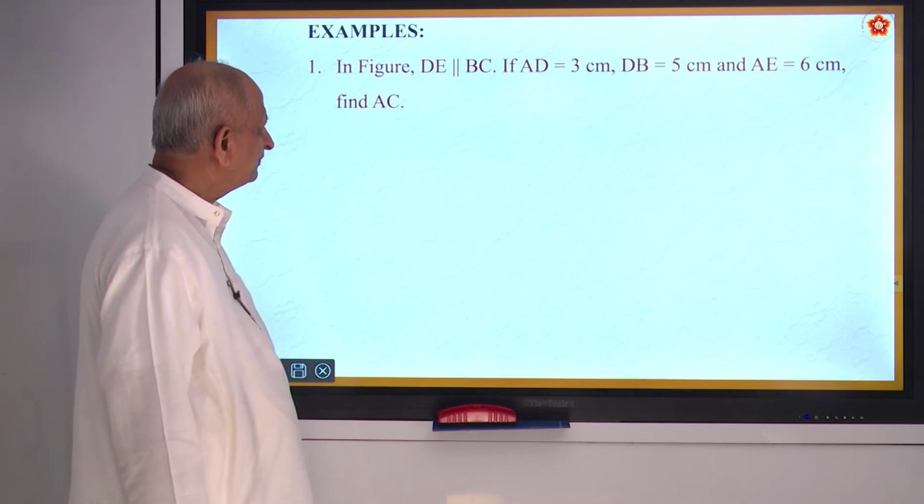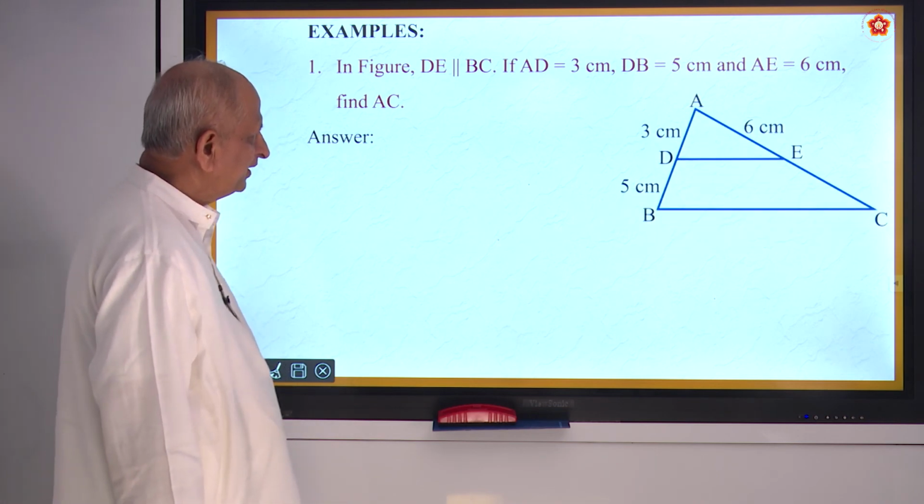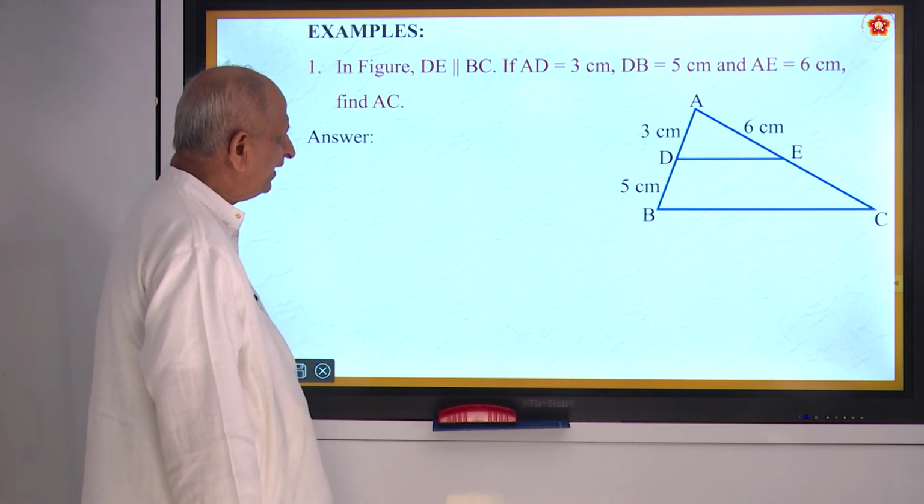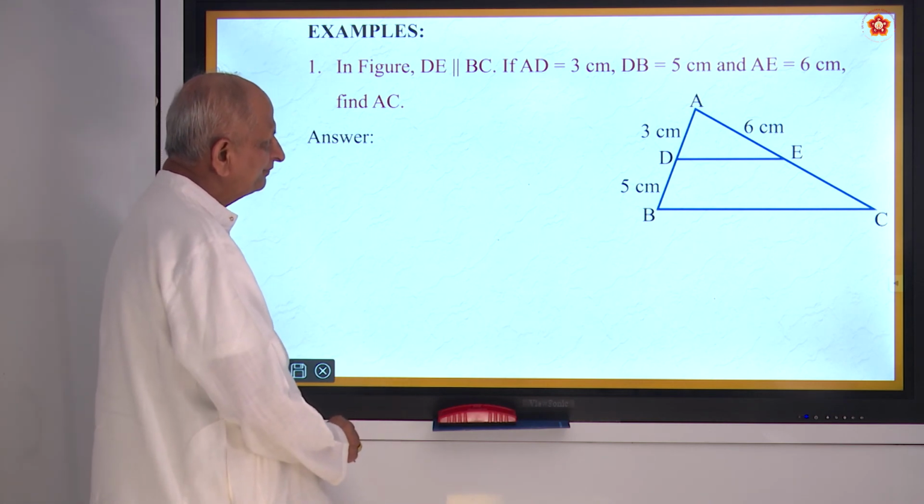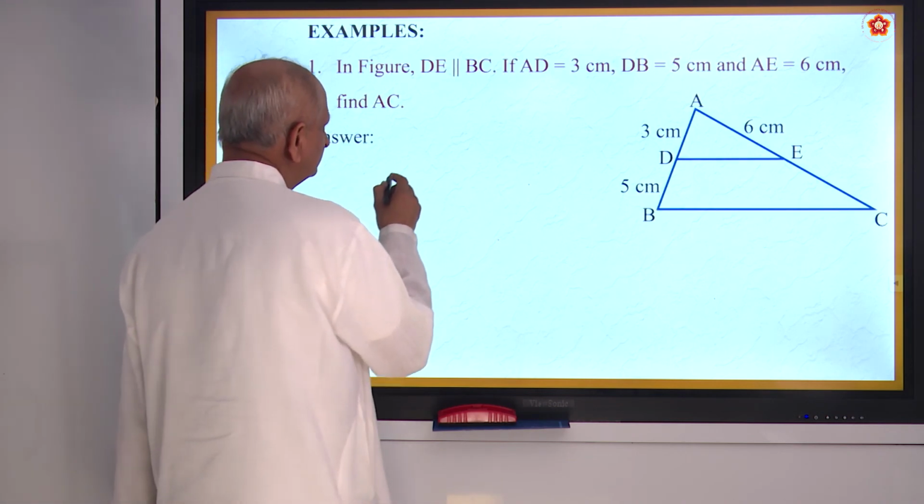For example, DE is drawn parallel to BC. AD is 3 centimeters, DB is 5 centimeters, and AE is equal to 6 centimeters. Find AC, they are asking. First you have to find out EC. Is it not? And how to find out EC?